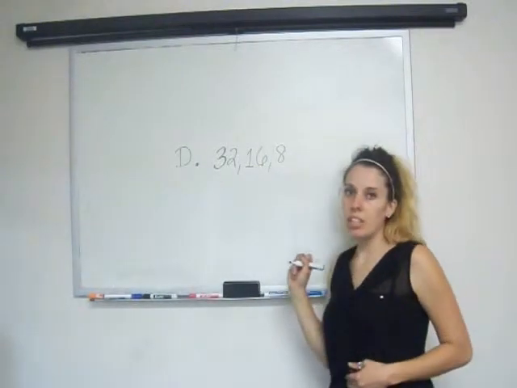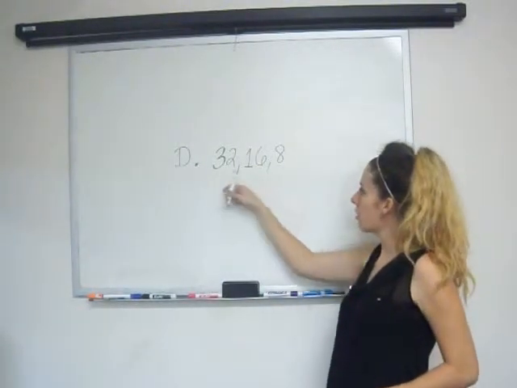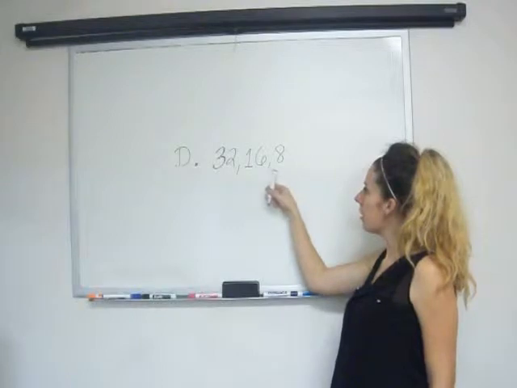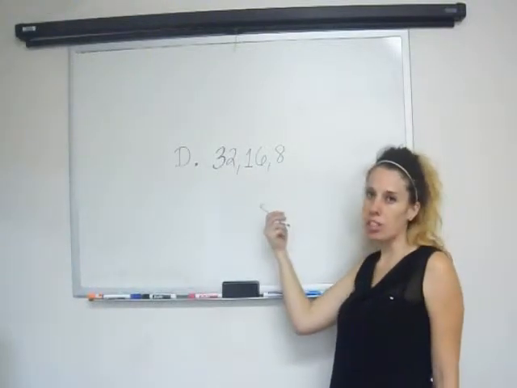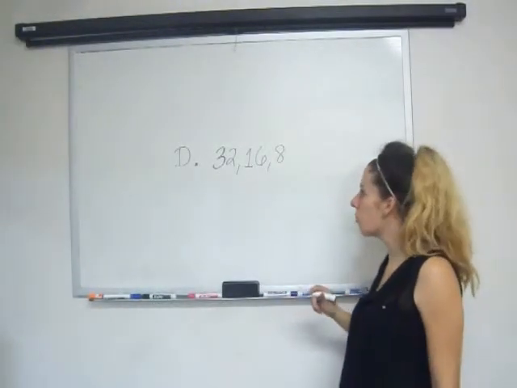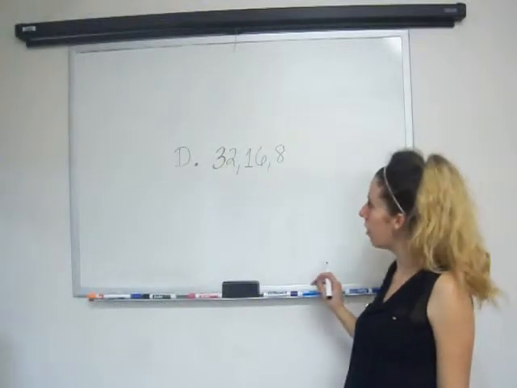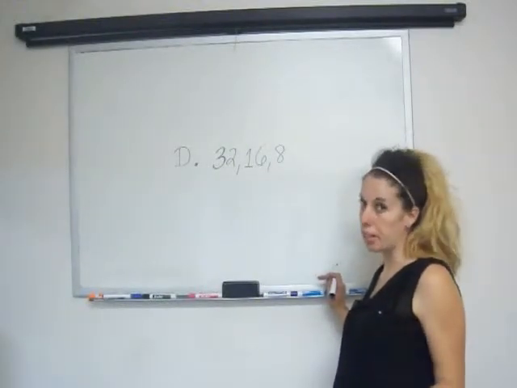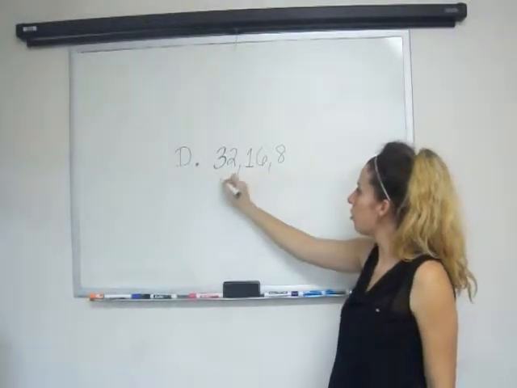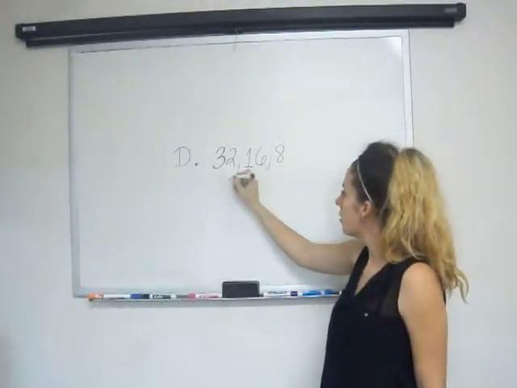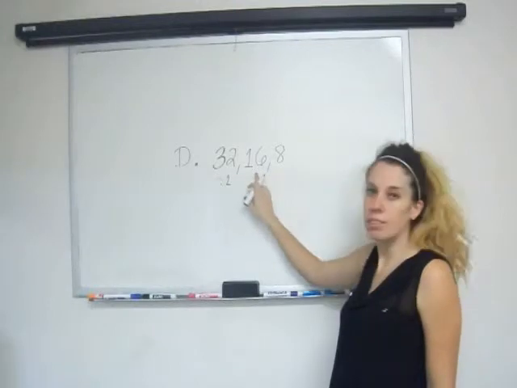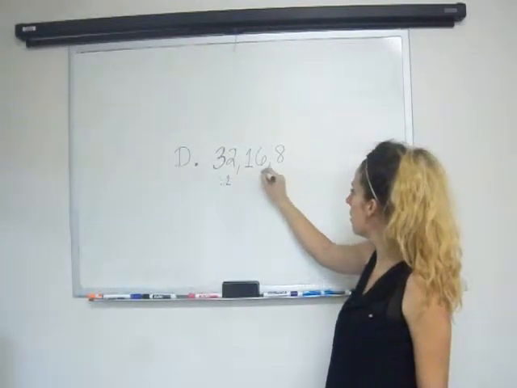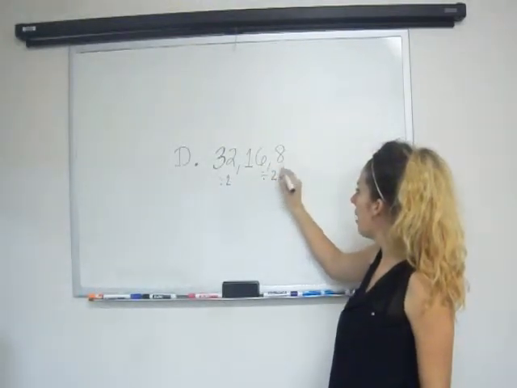Okay, so looking at example D, it looks like we have 32, 16, and 8. I can already tell that the difference between them are not the same, so it's not addition or subtraction. But I'm noticing that we're dividing each time. So 32 divided by 2 is 16, and 16 divided by 2 is 8.